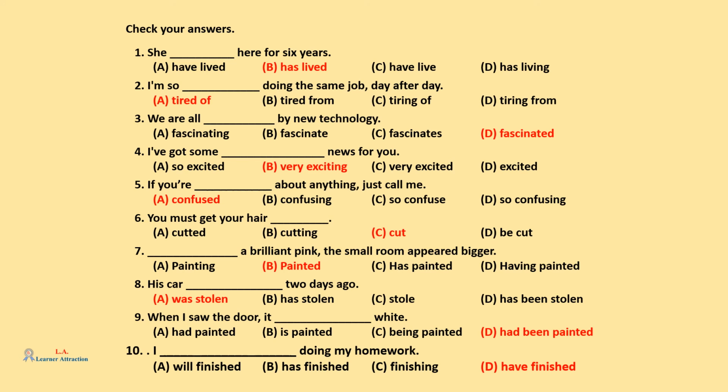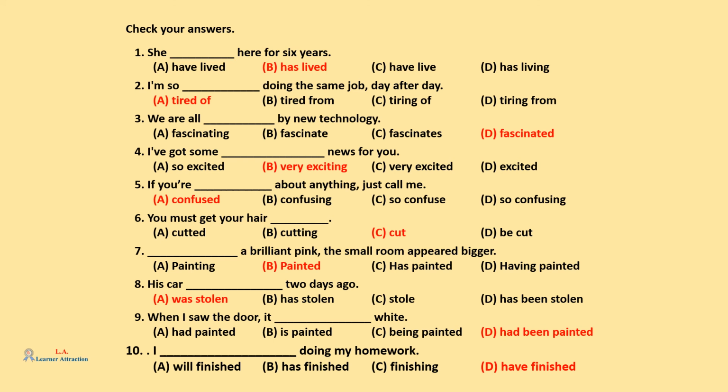Number 4. B. Very exciting. I've got some very exciting news for you. Number 5. A. Confused. If you're confused about anything, just call me. Number 6. C. Cut. You must get your hair cut. Number 7. B. Painted. Painted a brilliant pink, the small room appeared bigger.